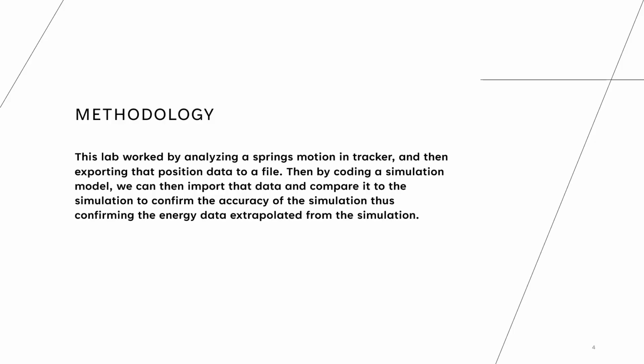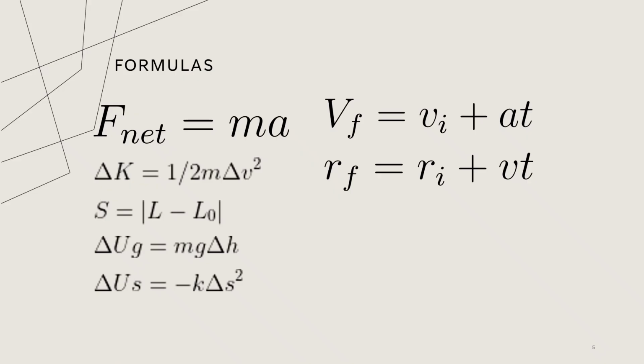Now, the methodology is quite simple. We record a video of a spring moving, we put it in Tracker, we extrapolate the data, and then we import that data into our code model, and we can put them side by side and see the graphs and how they're correlating to each other. This would confirm the energy data that we're extrapolating from the simulation and that it is applicable in the situation.